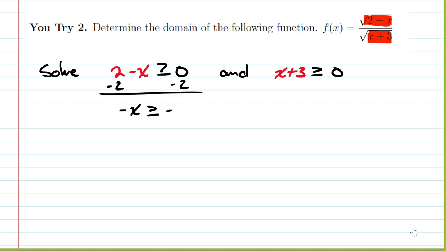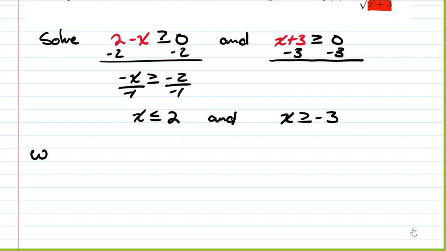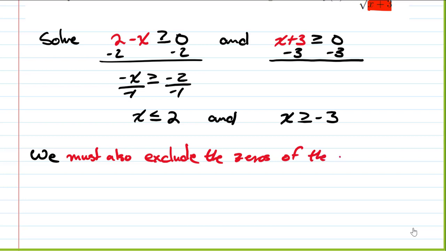Negative x is greater than or equal to negative 2. Divide by negative 1, divide by negative 1, and x is less than or equal to 2. And we rinse and repeat on the other side by minusing 3, and we get x is greater than or equal to negative 3. But we also have this radical in the denominator. We must also exclude the zeros of the denominator.